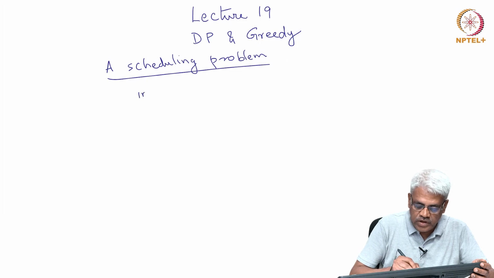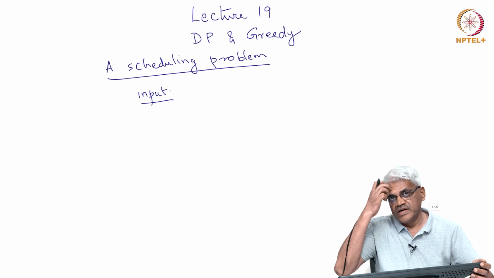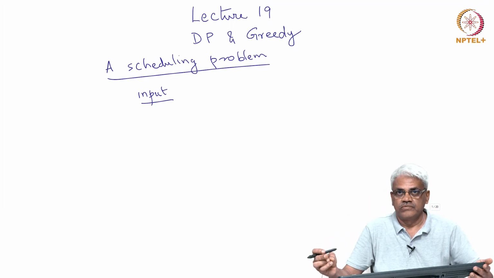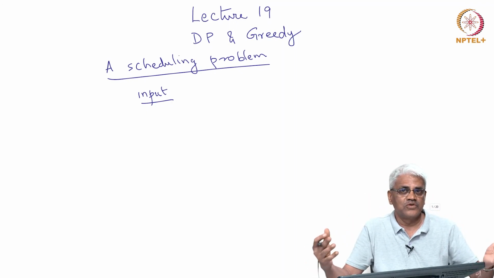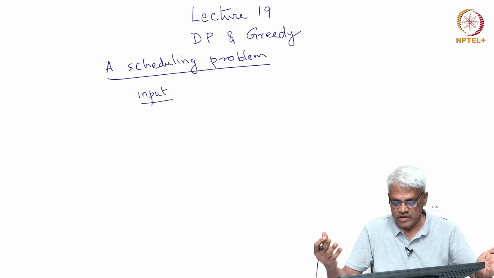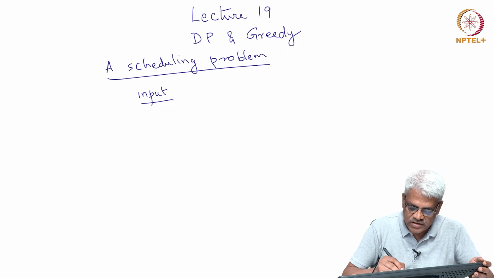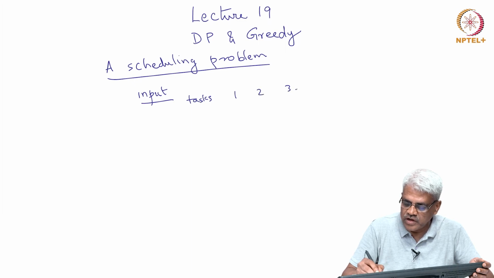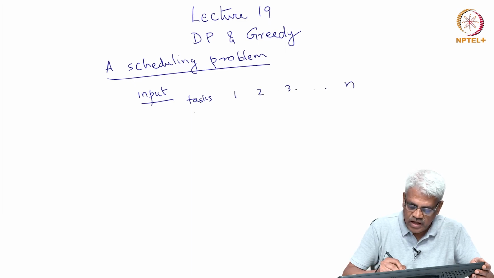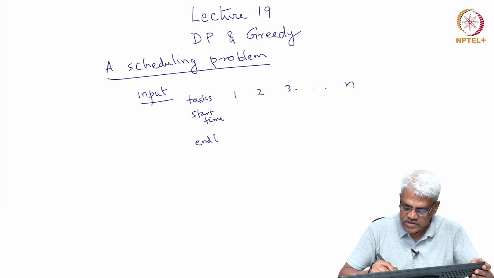So the input is a set of tasks you want to schedule in a classroom or computer or in a marriage hall or something like that. So there are tasks, let's call them 1, 2, 3 up to n. They have a start time and an end time. Each job has a start time and end time.